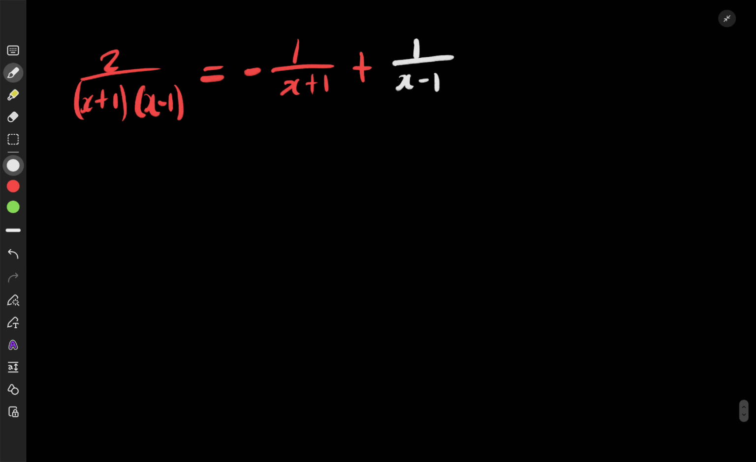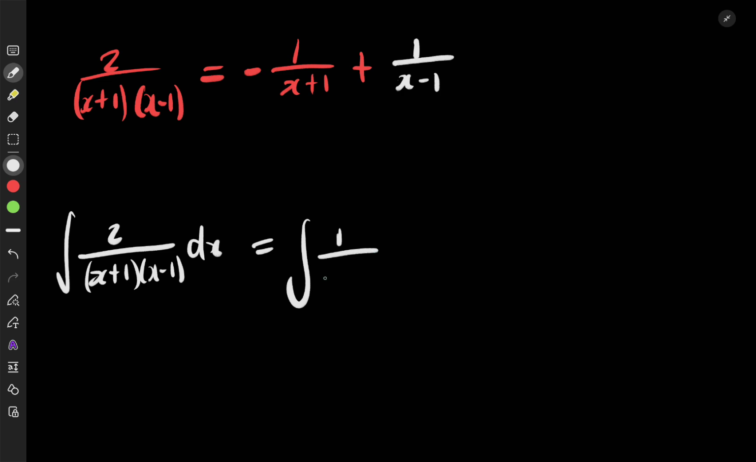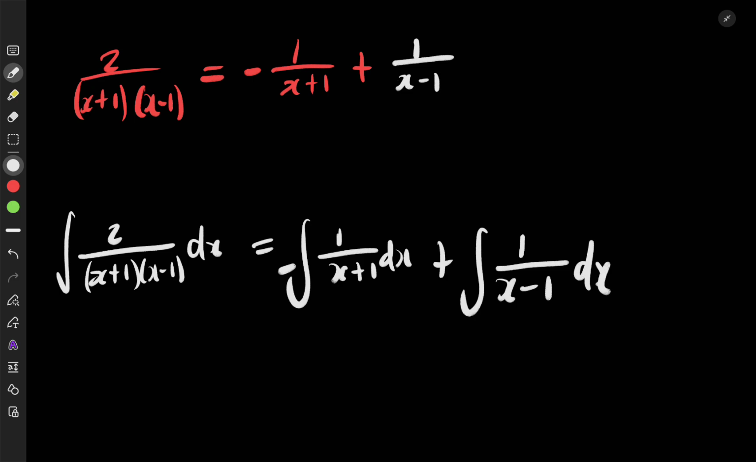And now you can do the integration, and you'd say the integral of 2 over x plus 1 multiplying x minus 1, or you can do it the extended version. It is the integral of 1 over negative x plus 1 plus the integral, this is with respect to x, okay? Like the negative here, you can put it outside, then you say plus the integral of 1 over x minus 1 with respect to x.